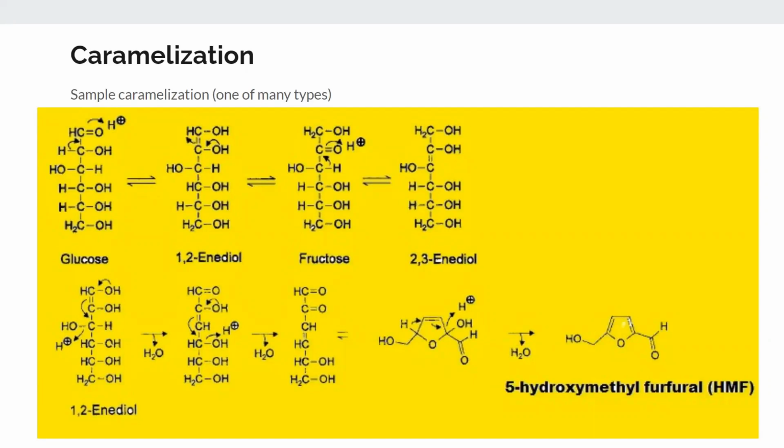It is due to starches being broken down to simpler sugars with heat exposure, above 300 degrees Fahrenheit or 150 degrees Celsius for glucose. Browning occurs as condensation and isomerization reactions happen. Here is one sample caramelization. This is just a sample reaction and one of many different caramelization reactions.